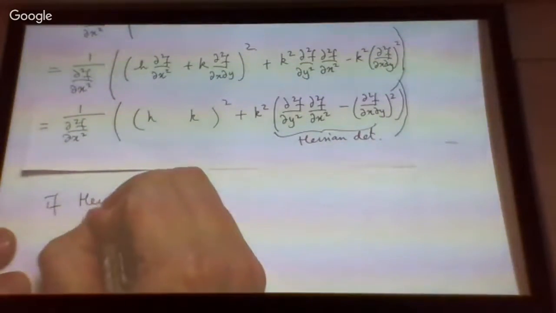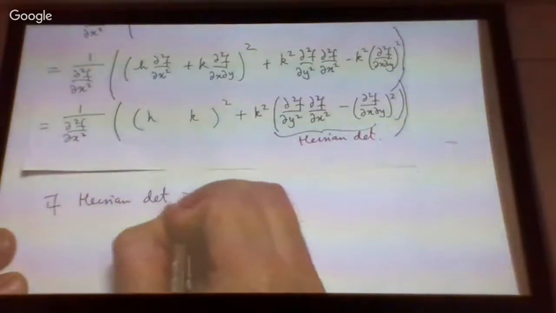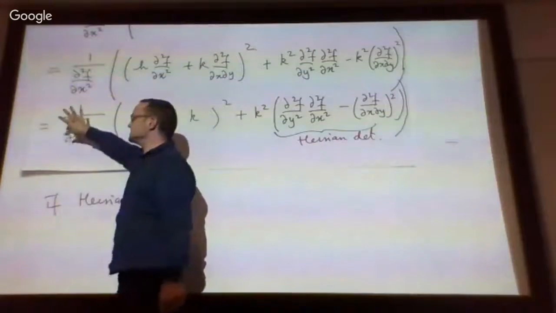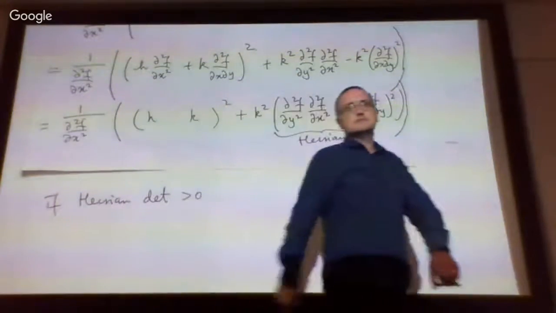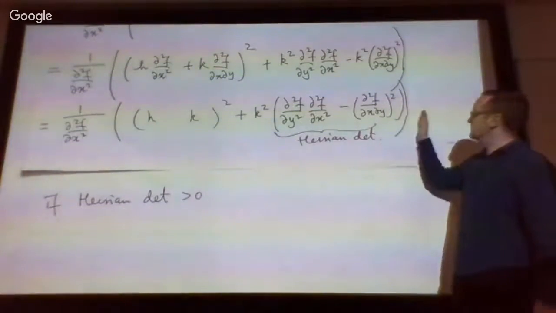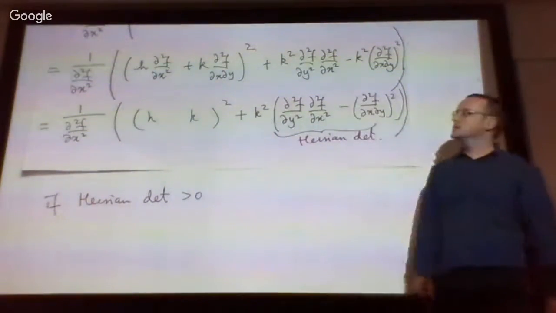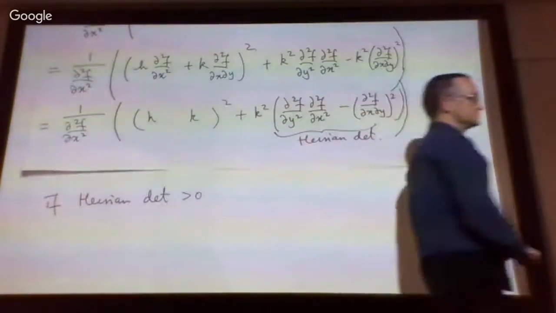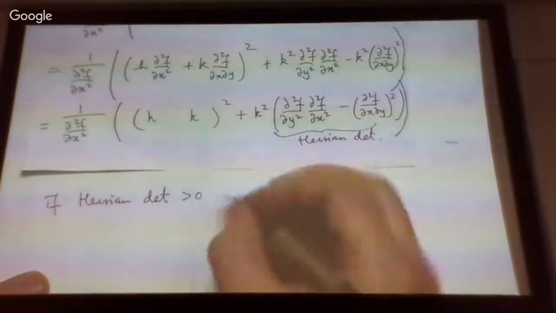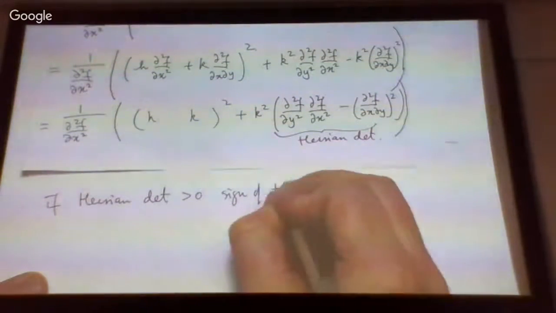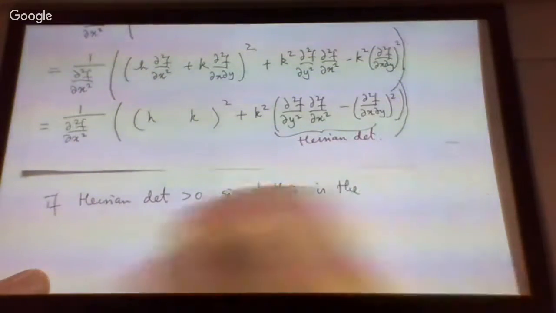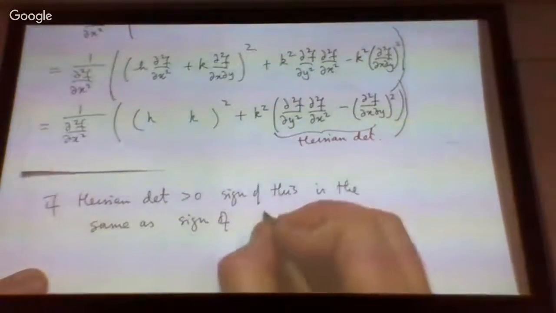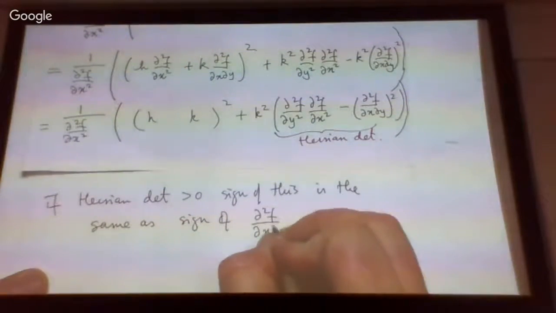So if the Hessian determinant is positive, then the sign that this whole expression has just comes down to the sign of this thing here. So if the Hessian determinant is positive, this whole big bracket is all positive, and the sign of the whole expression is just determined by the sign of that thing there. Okay? So if the Hessian determinant is positive, the sign of this is the same as the sign of this factor over here, d2f dx squared.